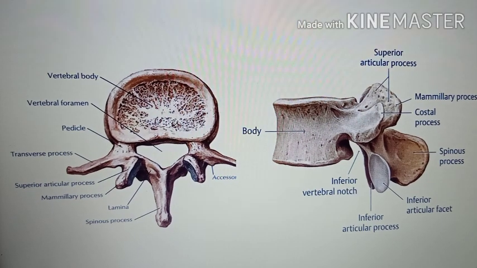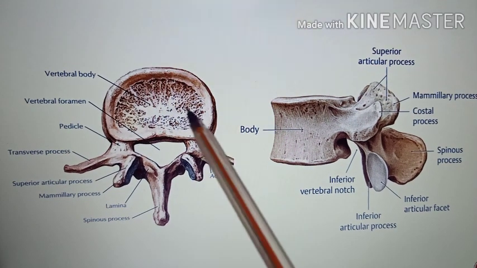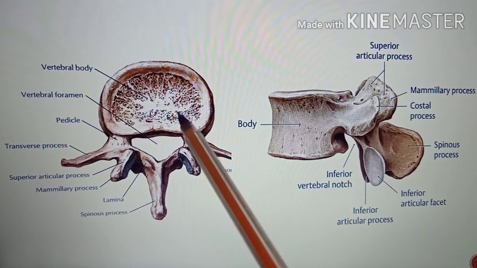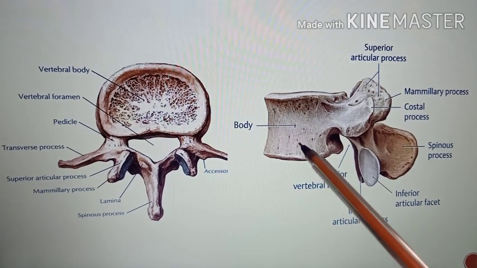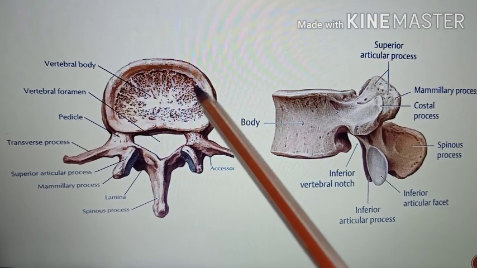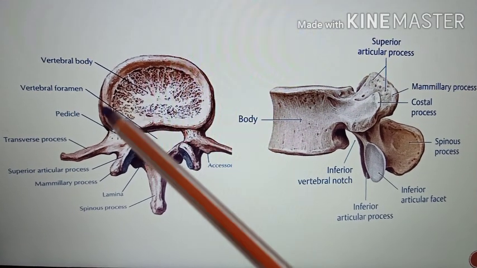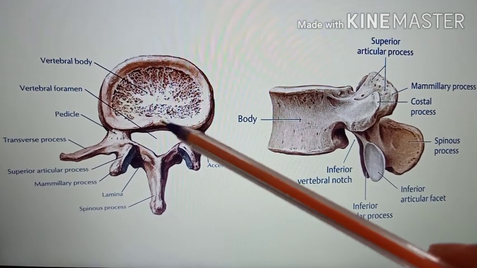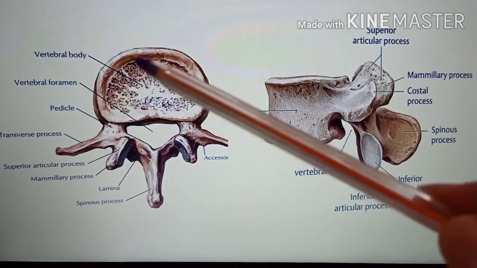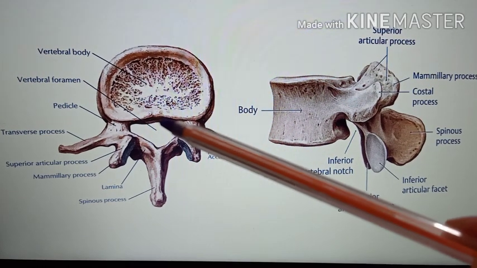Now we will study about the body of the lumbar vertebra. This view is how it appears from above. This is the body of the lumbar vertebra. This is how it appears from the side. So this body, you can see it is very large. It is kidney shaped. Its transverse diameter is more compared to the antero-posterior diameter. This is the anterior aspect, this is the posterior aspect.